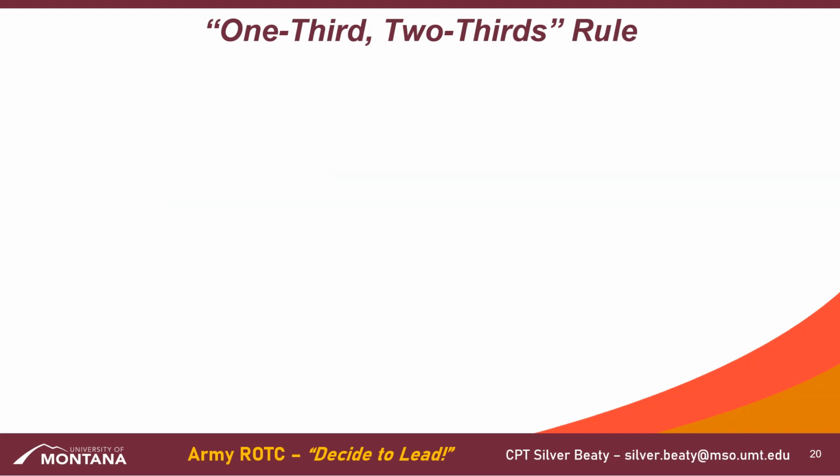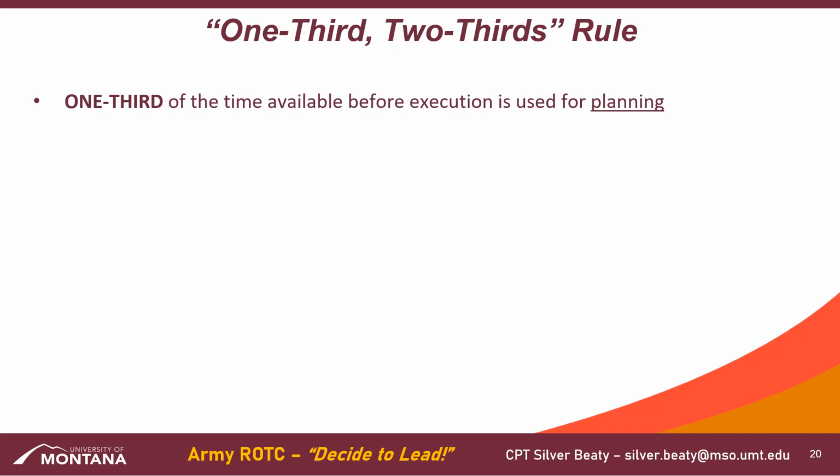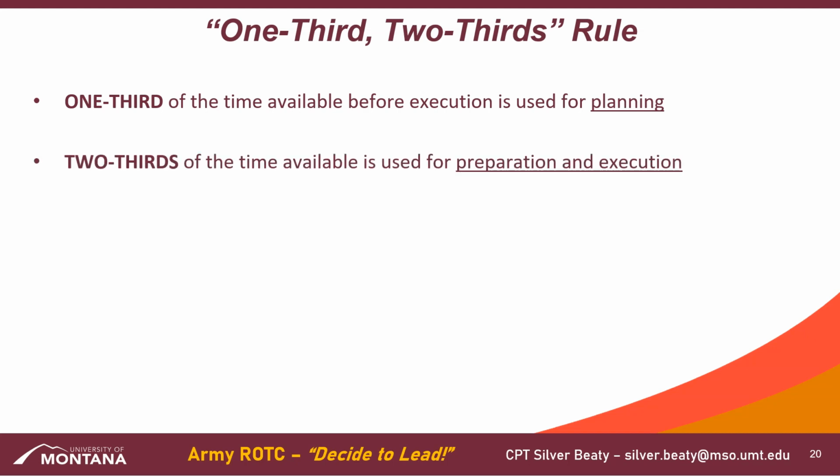All right, so lastly, we're going to talk 1/3, 2/3 rule, or some sort of time management. And this rule is essentially just saying that we use 1/3 of the time available before execution for planning purposes. And then we use 2/3 of our time available for preparation and execution. When it comes to your timelines, your 1/3 essentially ends when you're issuing your op order. You want to make sure that you do that time management analysis at the very beginning so that you know when you have to issue your op order and how much time you have to complete those first 6 steps of your TLPs.